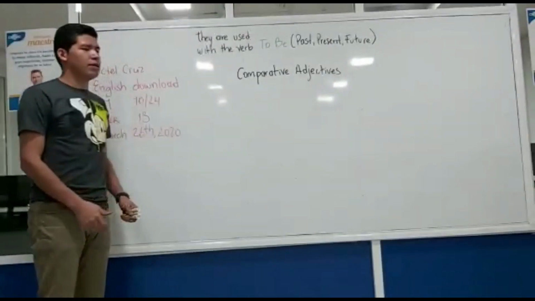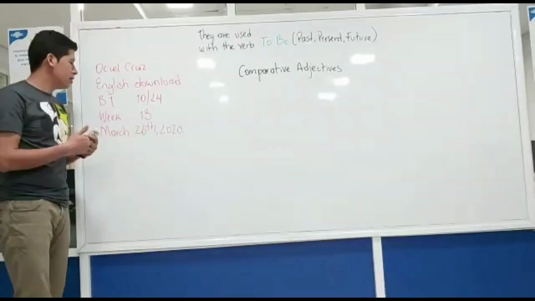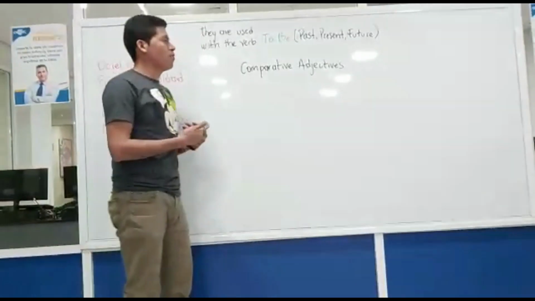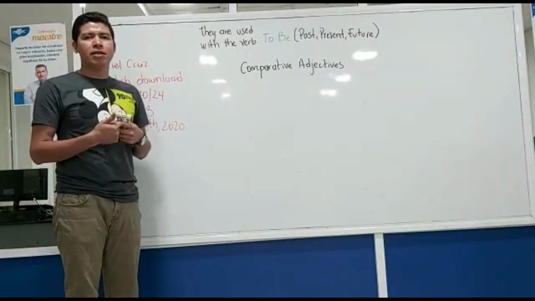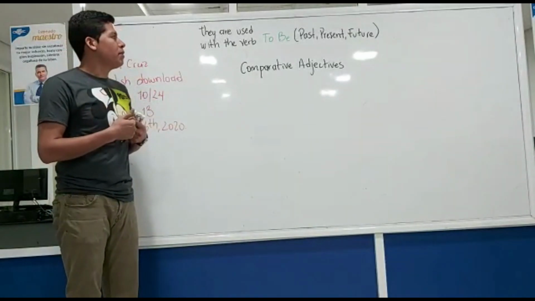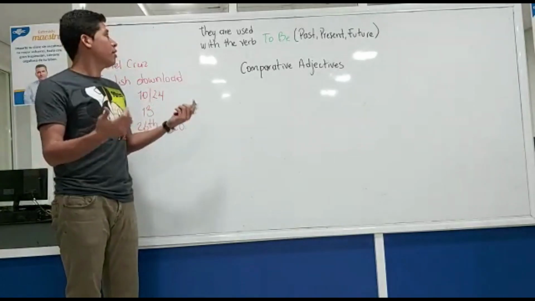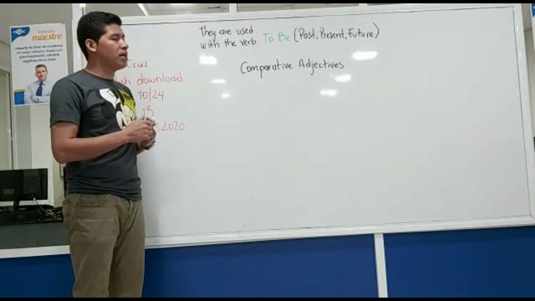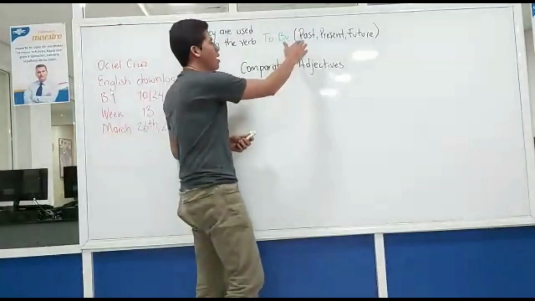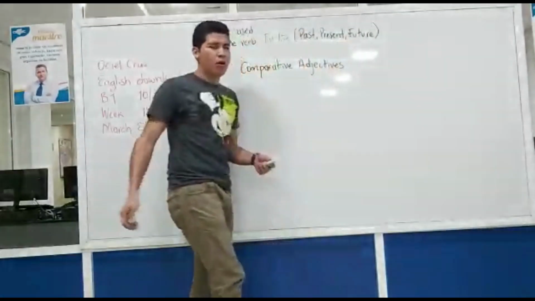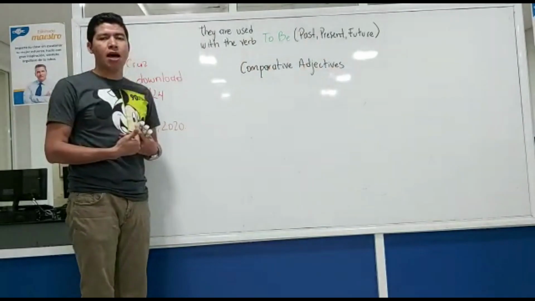Let's see about the comparative adjectives. This is the class at 10 for you. You are in B1. And let's learn about the comparative adjectives. The use of the comparative adjectives is very easy because we are going to use them with the verb to be. They are used just with the verb to be. We can refer to comparative adjectives in past, present, and future tense. But let's see the present with comparative adjectives.